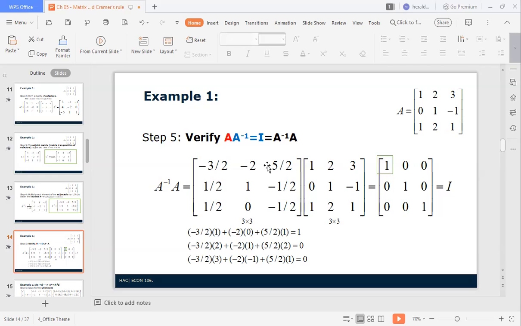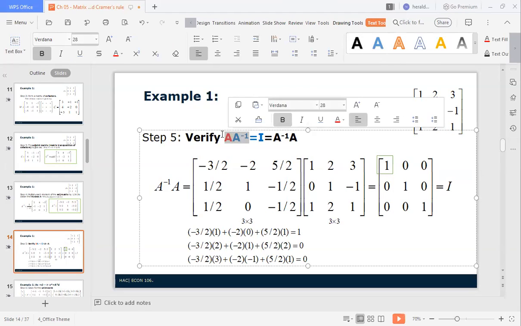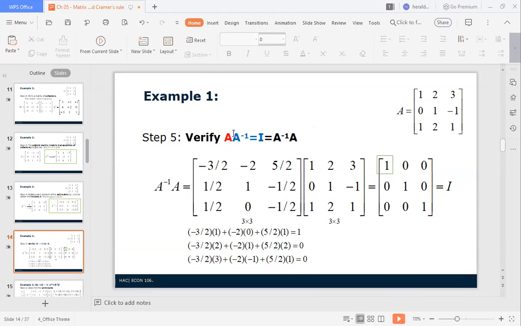Okay. So in this case, you can do either this side or you can also do this side. In this case, what I did was to do this side as well already. I did this part of the verification. But either way, class, either you do this or you do that, you will end up with an identity matrix. Okay, so again, verify here.